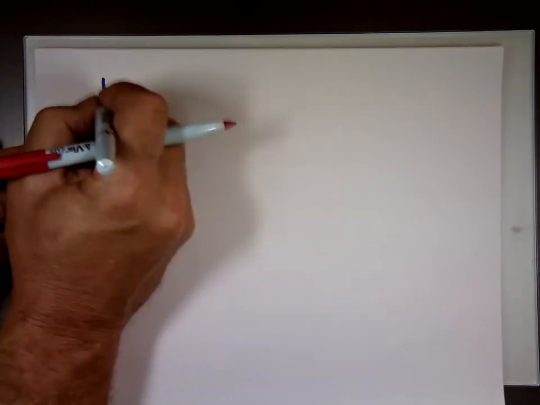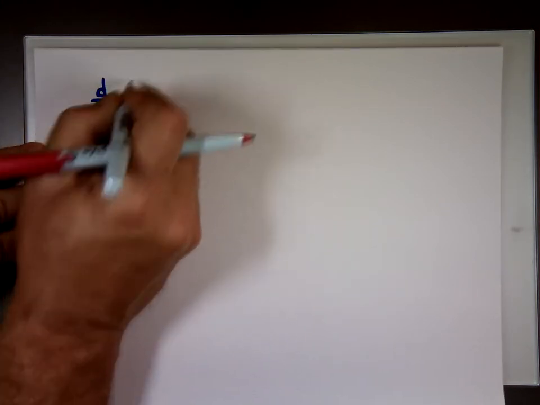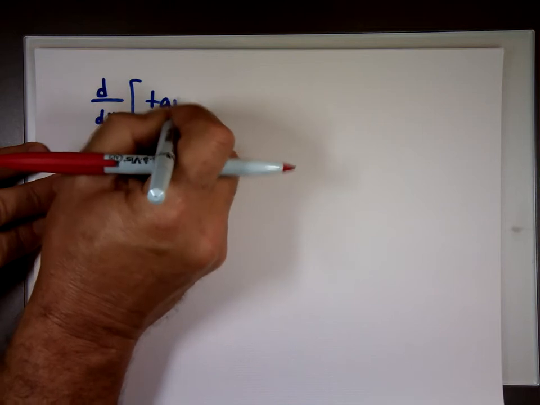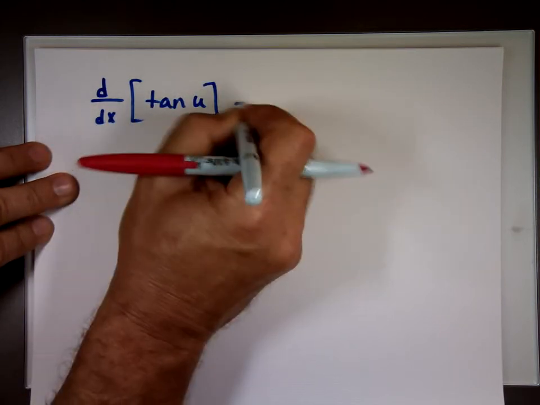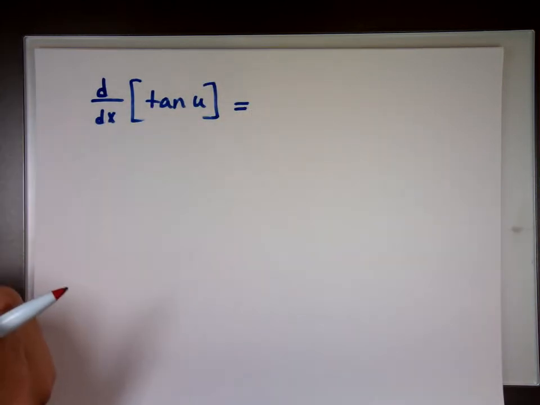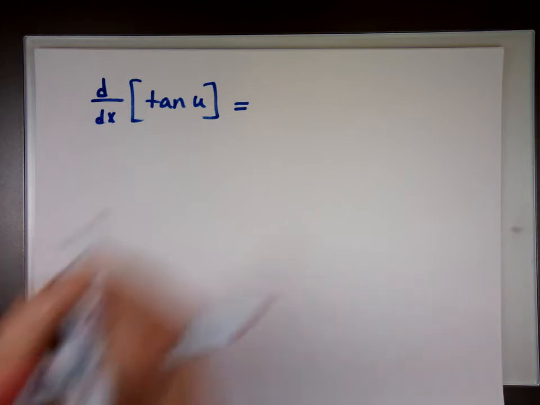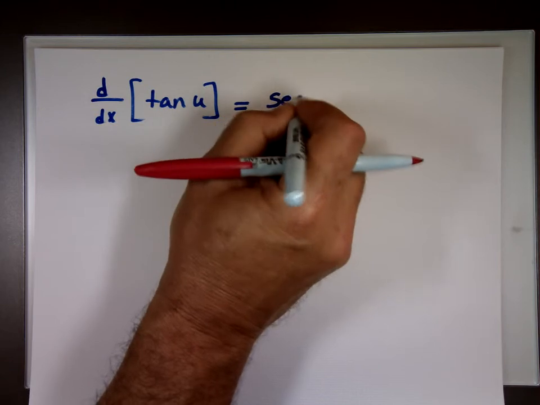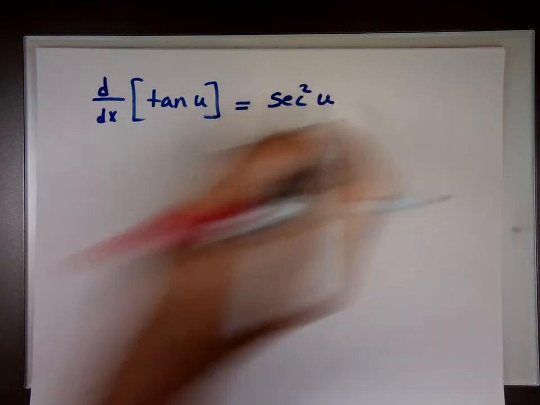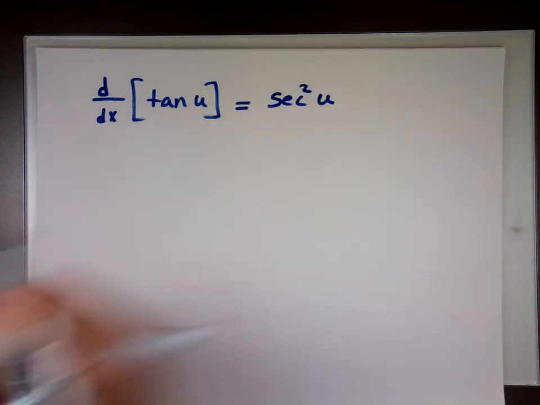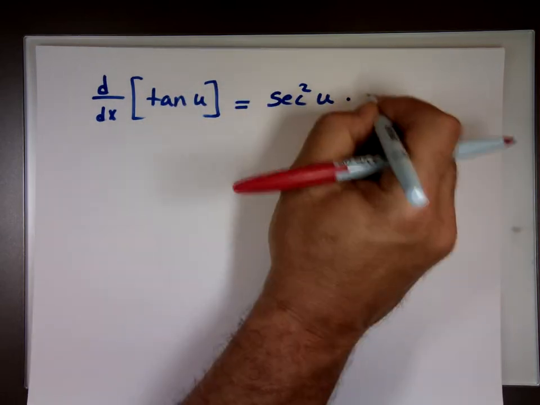What do you think the tangent is going to be then? The derivative of tangent u. What's the derivative of tangent? Is it secant squared u times the derivative u, which is u sub prime?